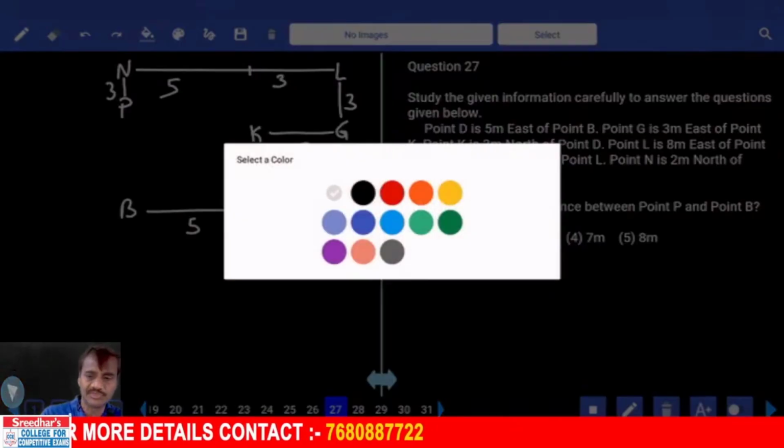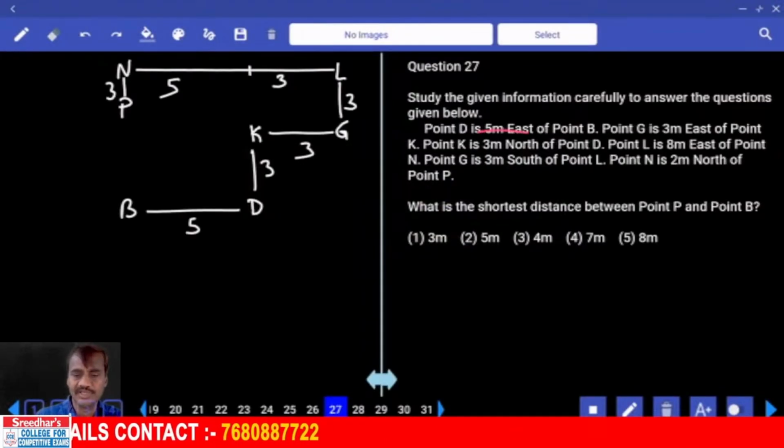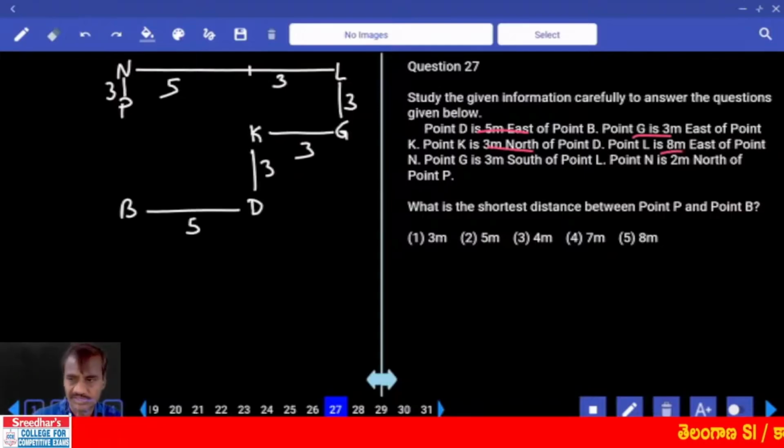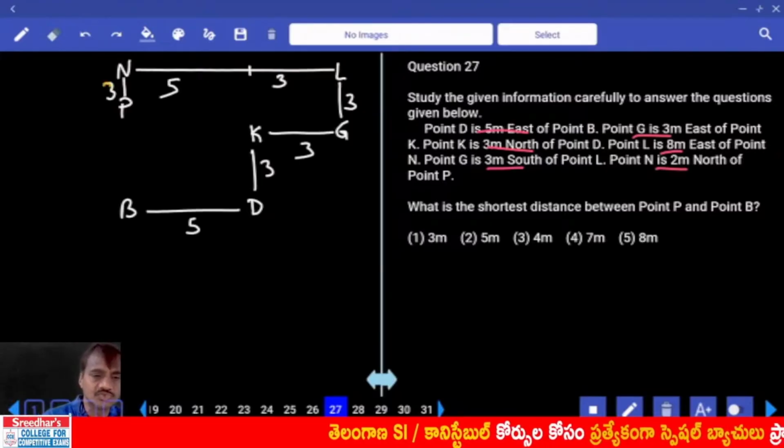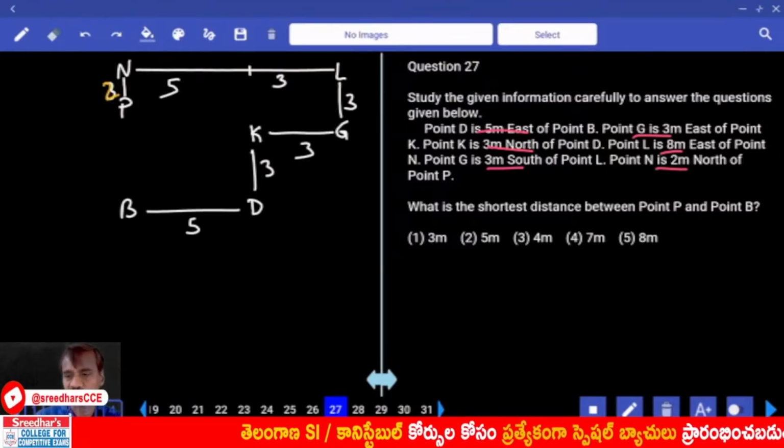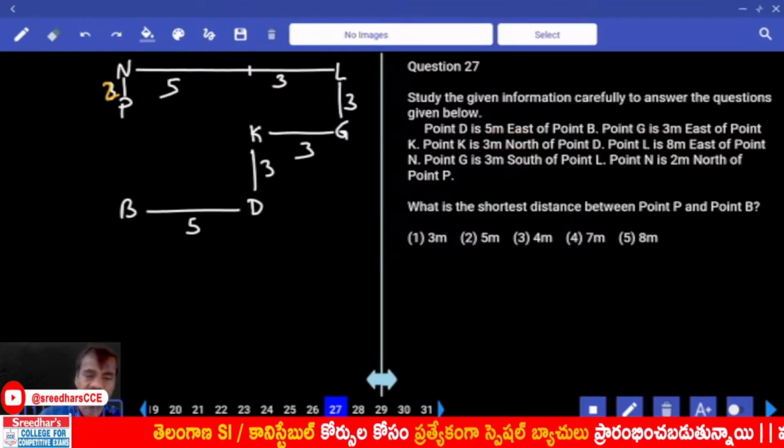Any information that is invalid? Now D is 5 meters to the east of B, G is 3 meters to the east of K, and K is 3 meters to the north of D. L is 8 meters to the east of N. G is 3 meters to the south of L. N is 2 meters to the south of P. Then what is the shortest distance between P and B?